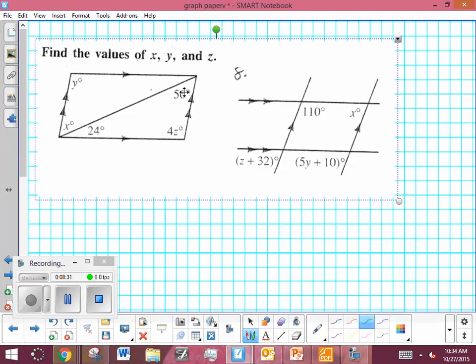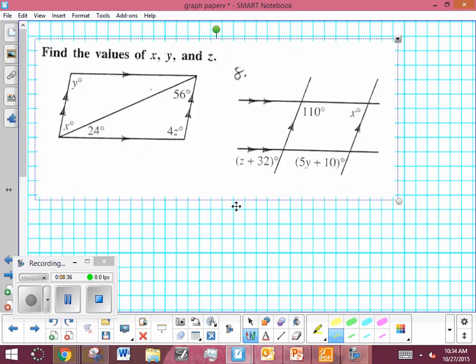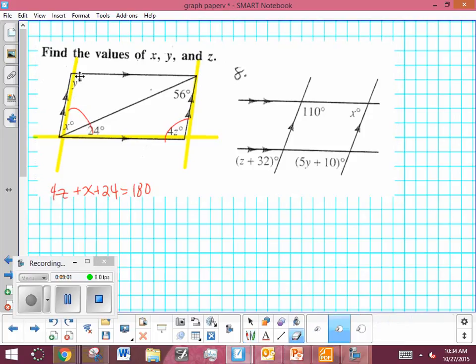Okay, find values of x, y, and z. So again, I'm just going to highlight parallel lines. So let's look at these two parallel lines here, cut by that transversal. I recognize that angle and that angle should be supplementary. So I'll take 4z plus x plus 24 should equal 180. Two variables, so it doesn't really lead me anywhere right away, so I'm just going to leave it alone and look at a different transversal.